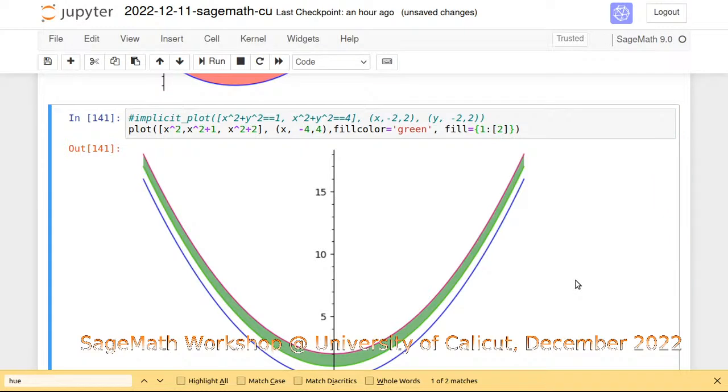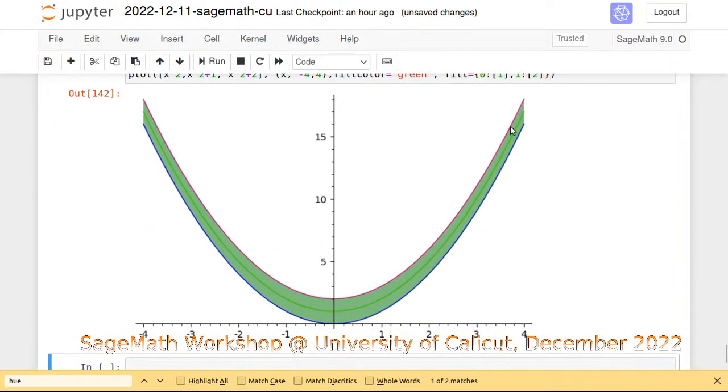Let's try once again. Suppose that we fill from 0 to 1 and 1 to 2, what will happen? Suppose that we fill from 0 to 1 and 1 to 2. Okay, 0 to 1 and 1 to 2. The same color is appearing, right? Suppose we need to change the color now. Let us change the color.